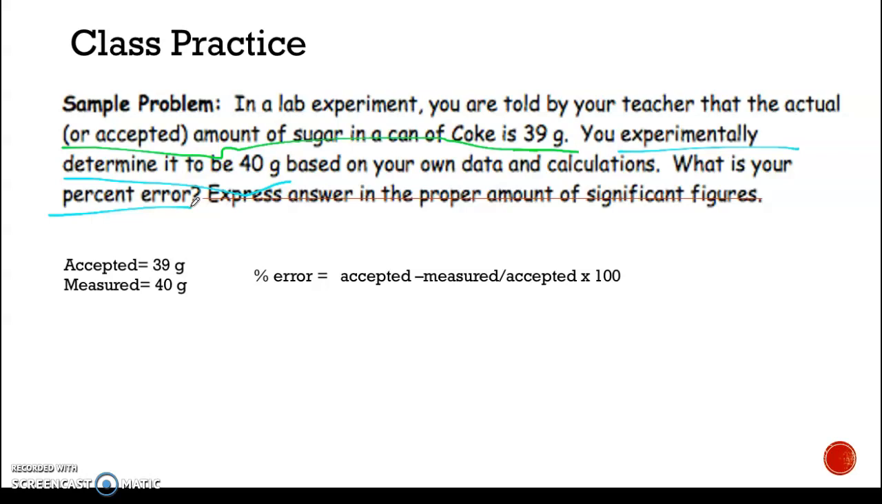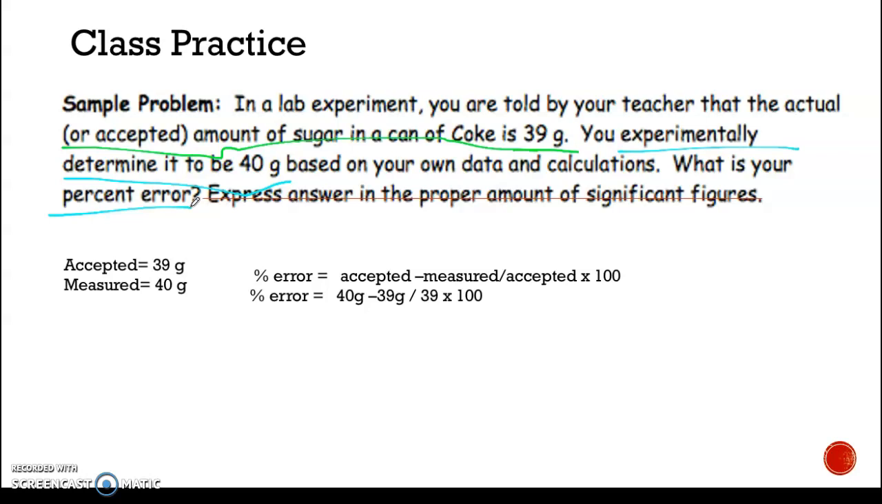All right, so I'm going to go ahead and plug in the information I know. I know that my accepted is 39 and my measured is 40. So everywhere it says accepted, I'm going to put 39, and where it says measured, I'm going to put 40. That actually gives me 39 minus 40 divided by 39 times 100. But math rules, so I'm going to do 40 minus 39 divided by 39 times 100.